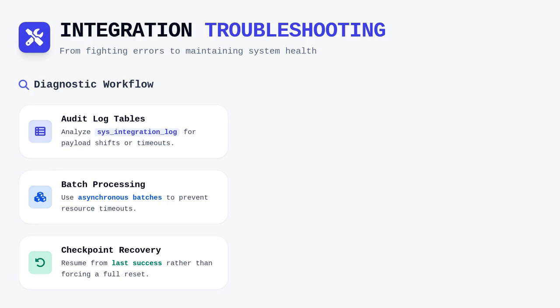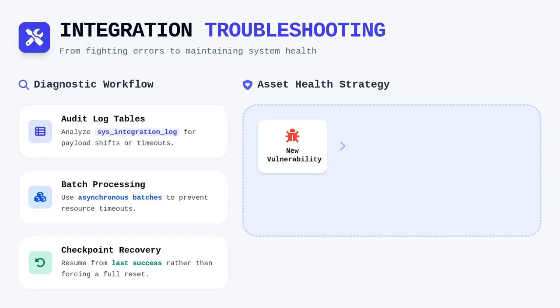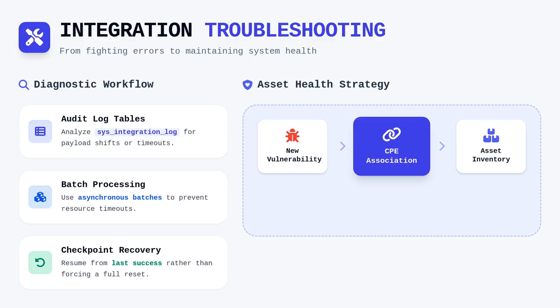Keeping an eye on the health of your CPE associations ensures that when a new vulnerability arrives, it is correctly mapped to the software products already present in your asset inventory, preventing a drift between threat intelligence and local coverage.